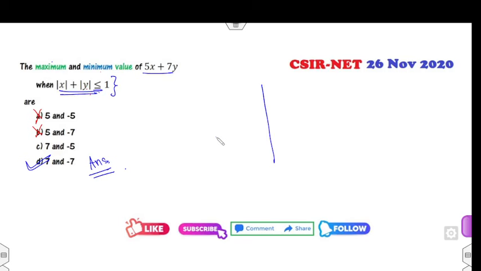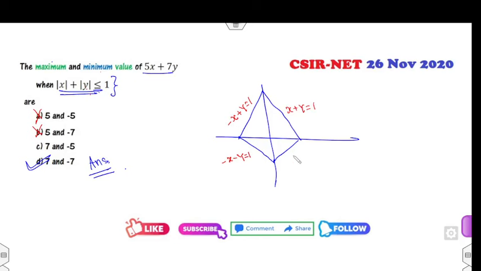Otherwise, again, अगर आप इसको ग्राफ से करना चाहते हो, what is the graphical representation? mod x plus mod y. These are the graph of this. Fine. This is the equation of x plus y is equal to 1. These are the equation of minus x plus y is equal to 1. And this is the equation of x minus y is equal to plus 1. These are the coordinates of 0, 1; 1, 0; 0, -1; and -1, 0.